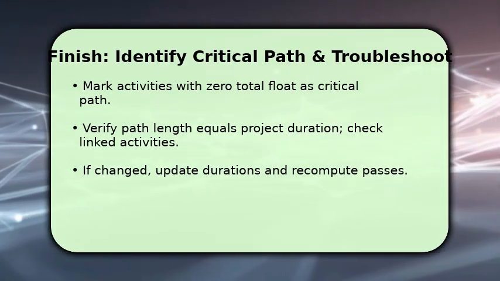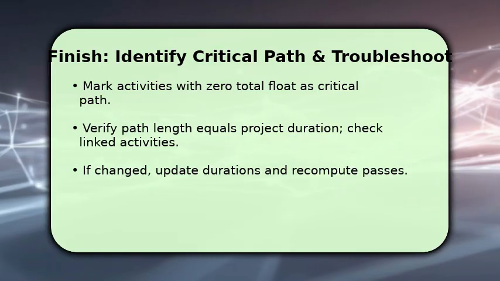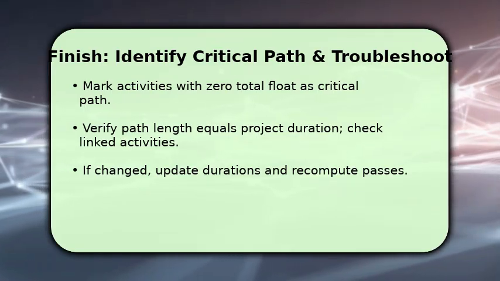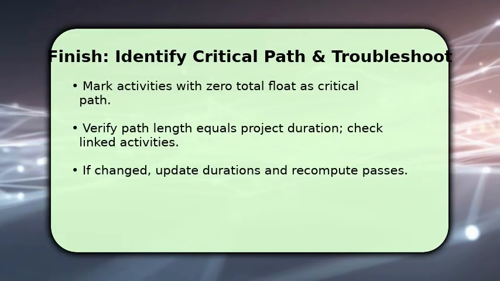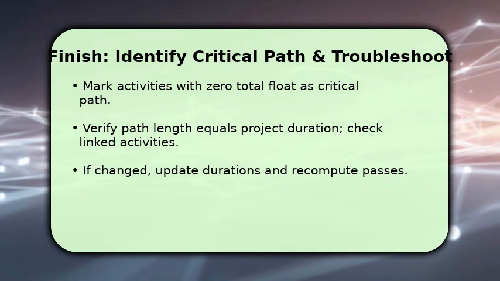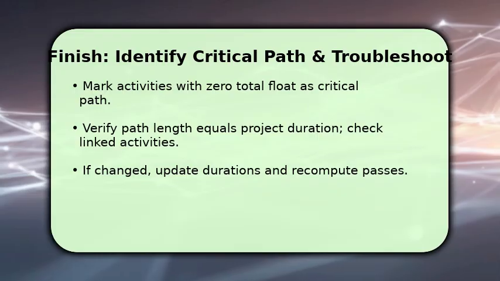If you find inconsistencies, adjust durations or dependencies and repeat forward/backward passes. Often a single mislinked dependency causes errors. As a troubleshooting tip, when values don't balance, recheck dependency types and any assumed start constraints before changing numbers.